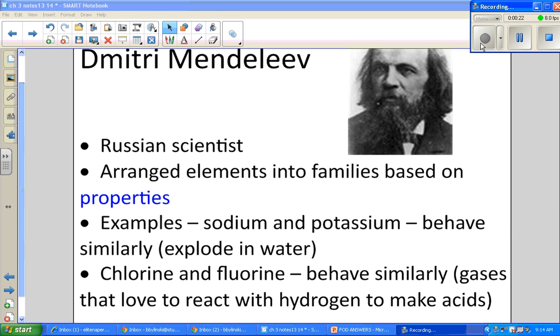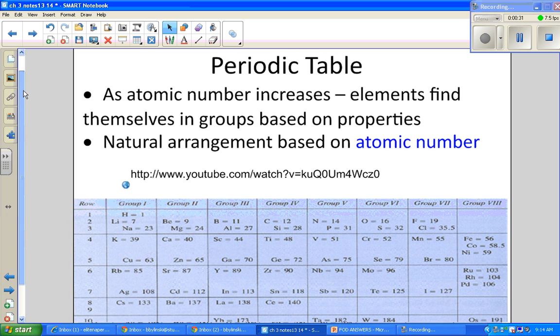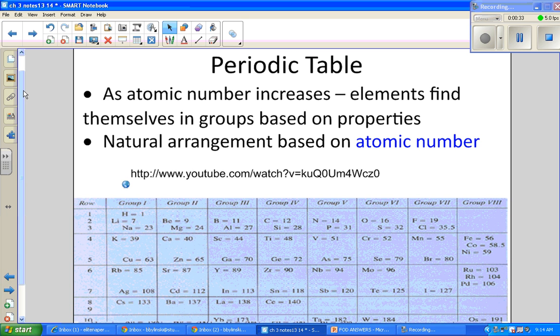Chlorine and fluorine behave similarly. They are gases that like to react with hydrogen to make acids, so they are also in the same group. Here is what his original table looked like, and he put the elements in order by atomic number. It wasn't just random. Their properties were based on these atomic numbers. And any links that I have in this file, you can also watch for yourself in my open class. Okay, but here's his original table.